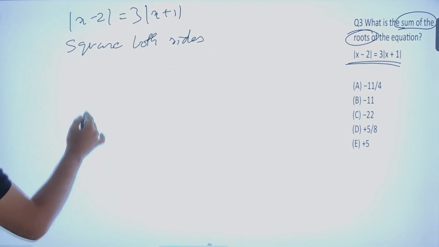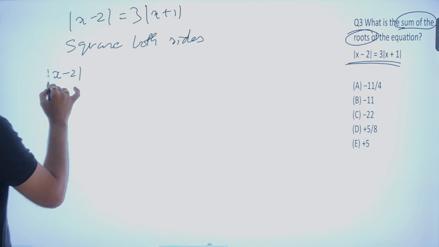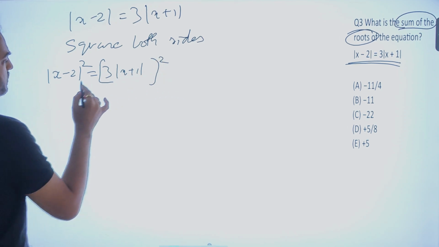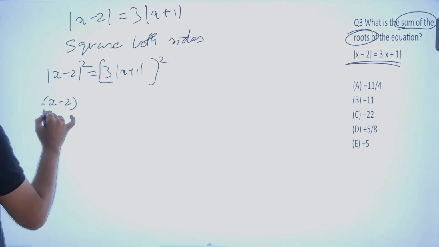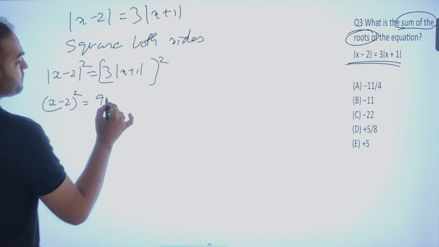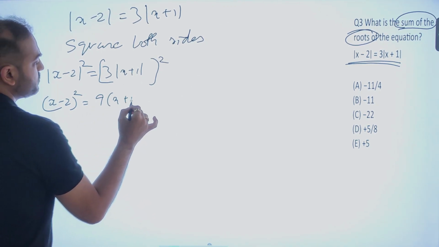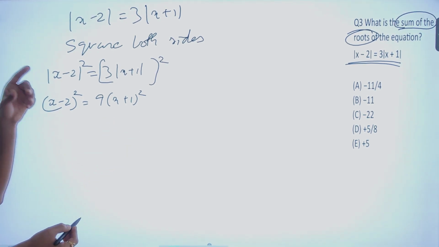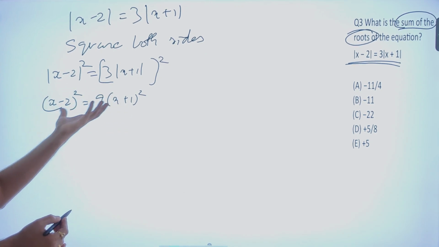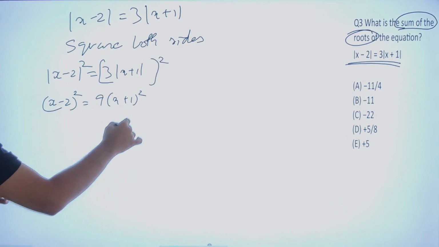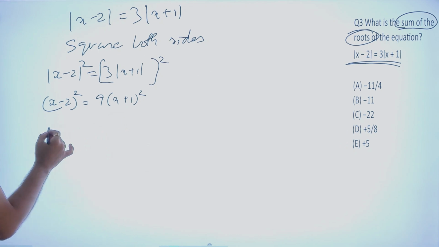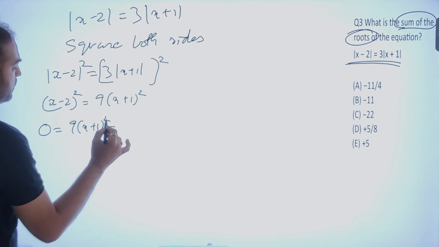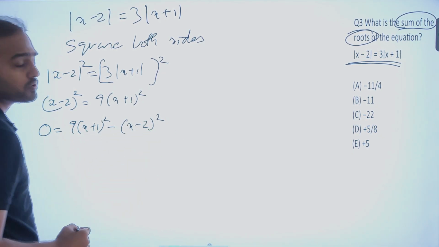Square both sides, we get x minus 2 whole square is 3x plus 1 the whole square. That is, x minus 2 whole square is equal to 9 times x plus 1 the whole square. Now again there are two things you can do. As I told you, you can open a plus b whole square, or a smarter thing is to get everything on the same side. So that is 9 times x plus 1 whole square minus x minus 2 the whole square.